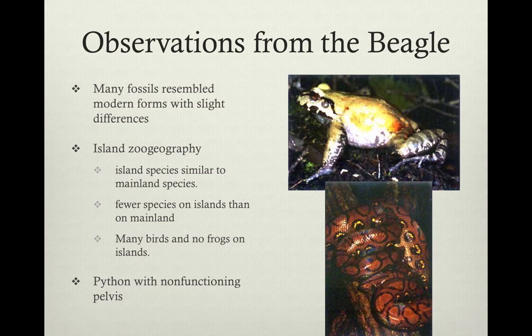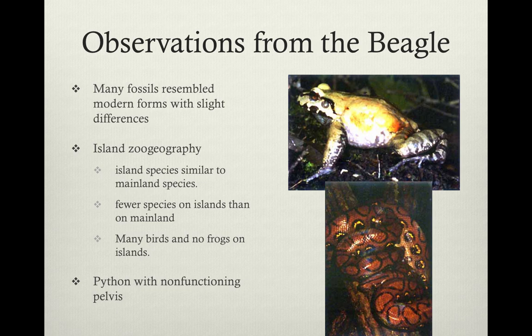We find that island species are similar to their mainland species, but there are fewer species present on islands, and this is because of the difficulty in actually reaching those islands. We do also find reptiles on islands because reptiles can swim in ocean water. Mammals, it really depends on the size of the mammal as to whether we find them on islands.